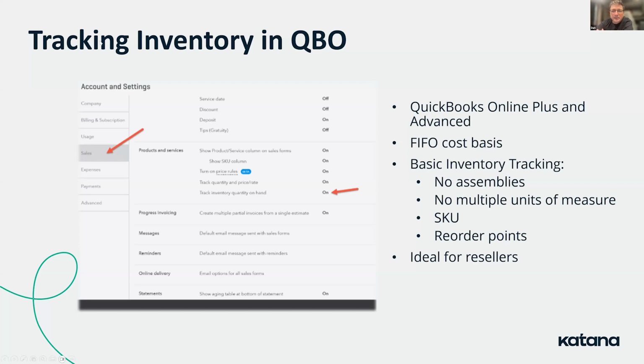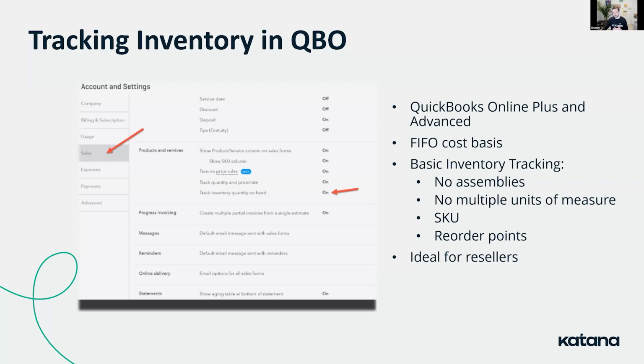But it's very basic in that there are no assemblies and no multiple units of measure. There is a SKU, so you can track the stock keeping unit and reorder points. But it's really ideal for the reseller model of I buy stuff and I sell stuff, and you want to track perpetually the inventory levels in and out, right? That makes perfect sense.